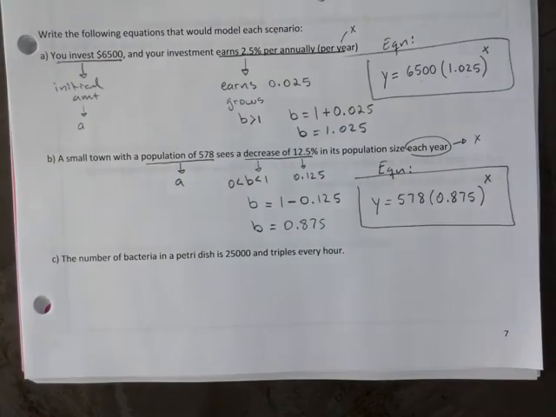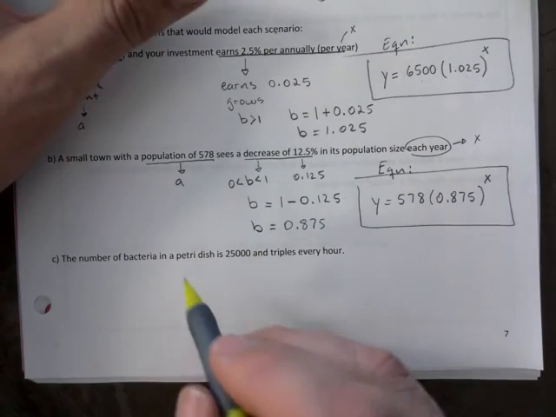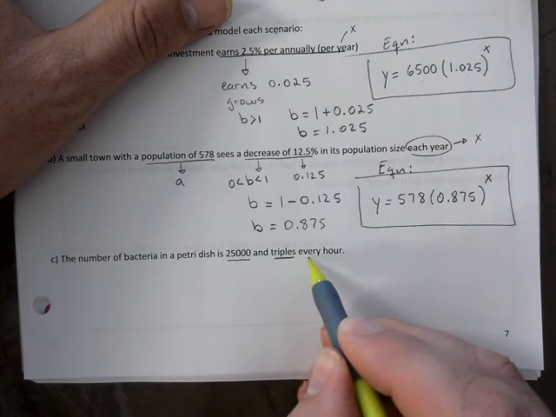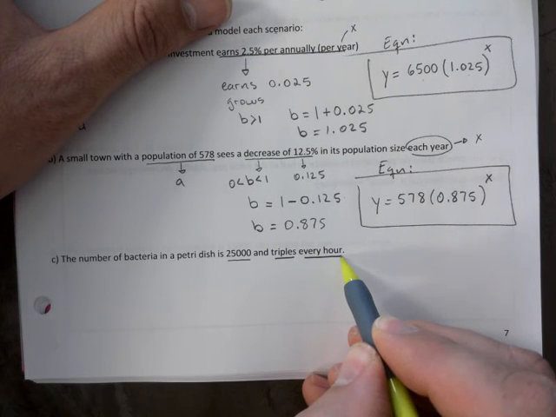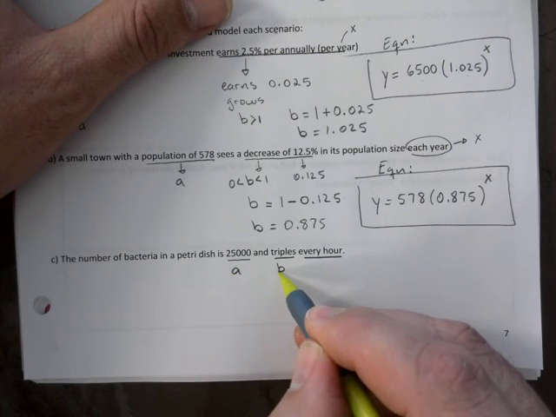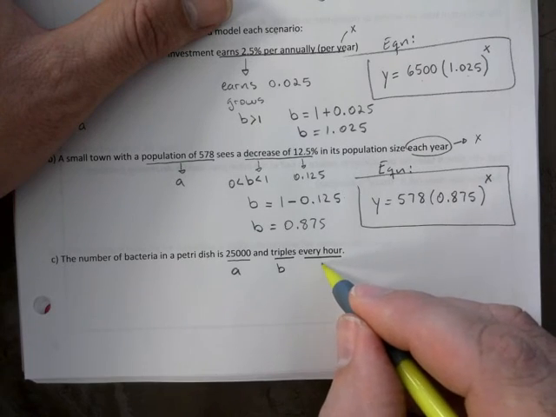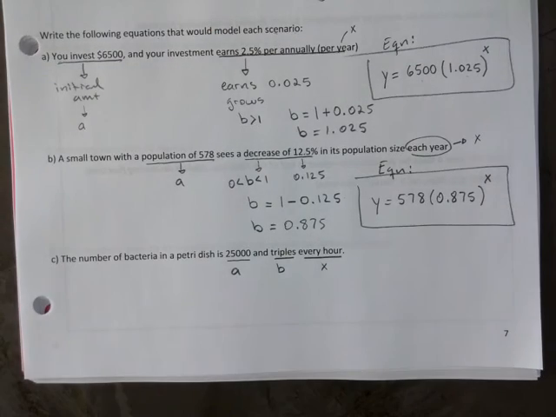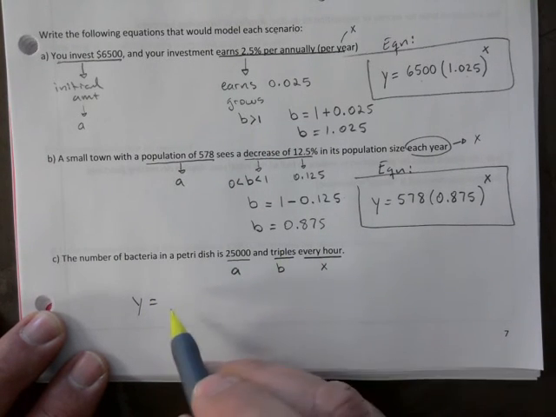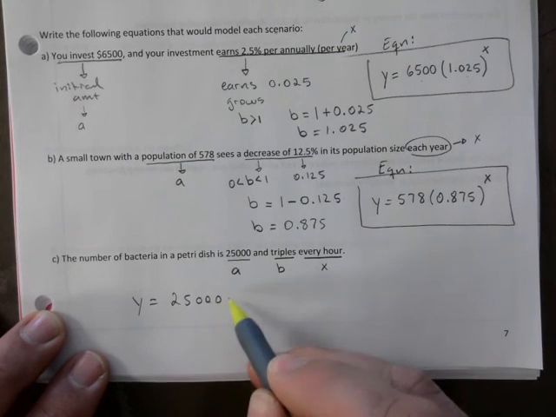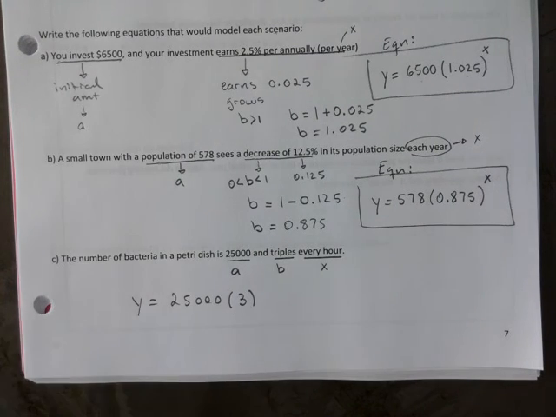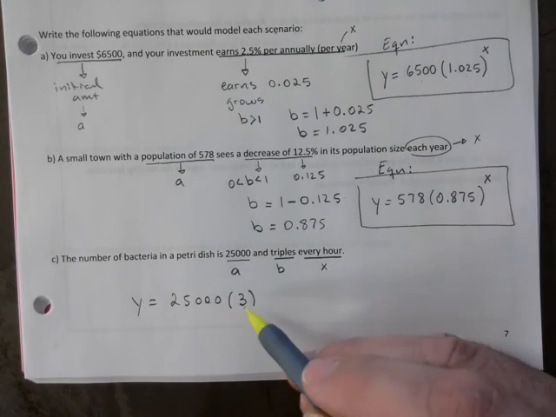One last one. The number of bacteria in a petri dish is 25,000. It triples every hour. This is A, this is B, and this would be my X. Every hour, time is in hours in this case. So you would go Y is equal to, we start with 25,000. Yes, you just put that in. Triples, 3. Doubles, 2. Quadruples, you just put a 4 in there, right?